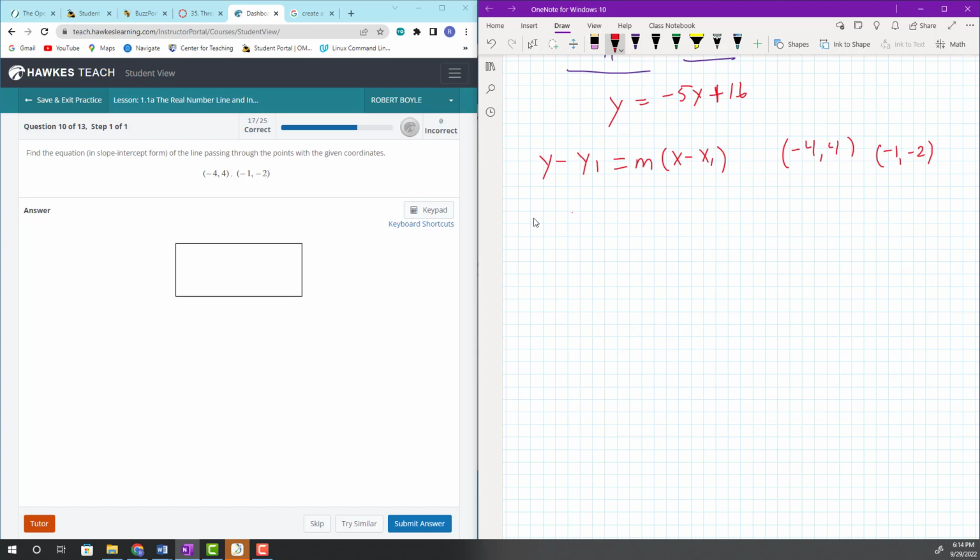Okay, and how can we do that? We can use the slope formula, which is the change in y, y2 minus y1, divided by the change in x, x2 minus x1. All right.